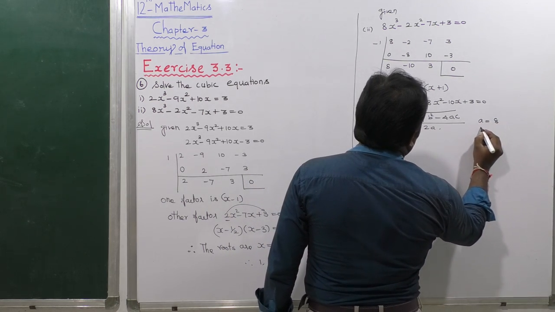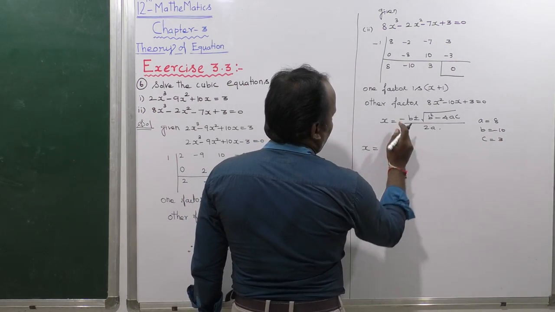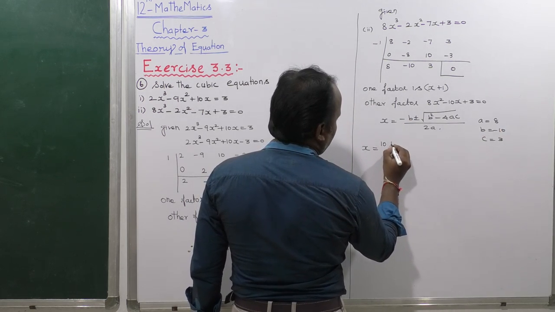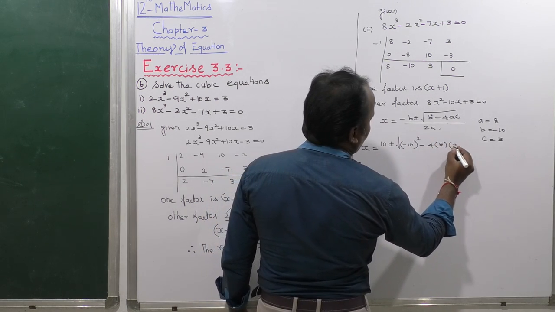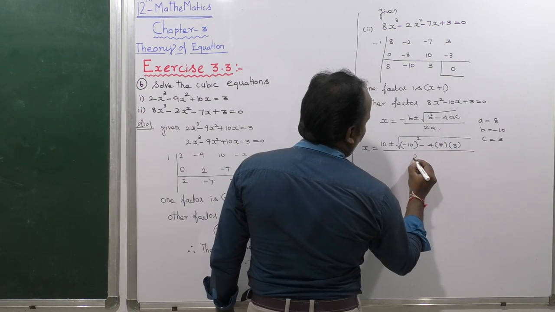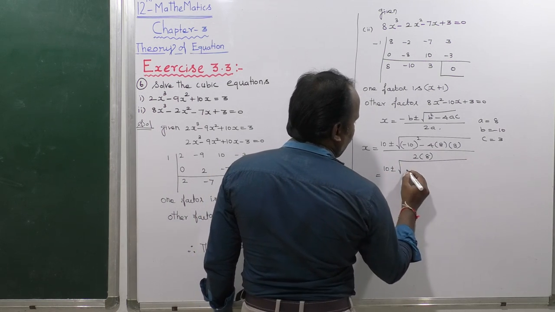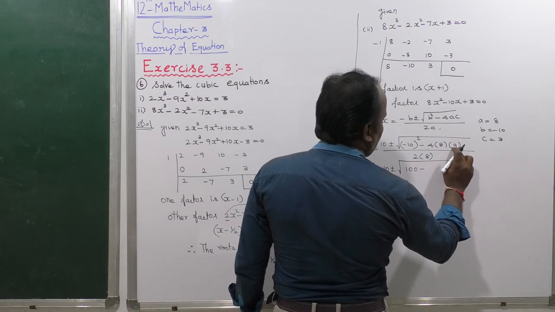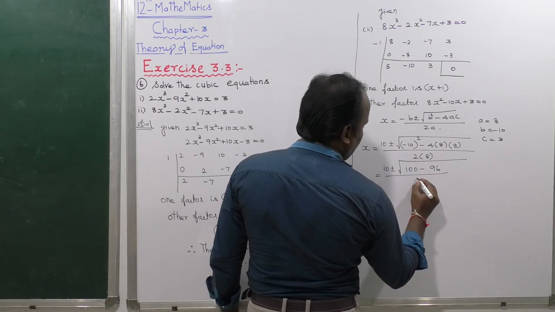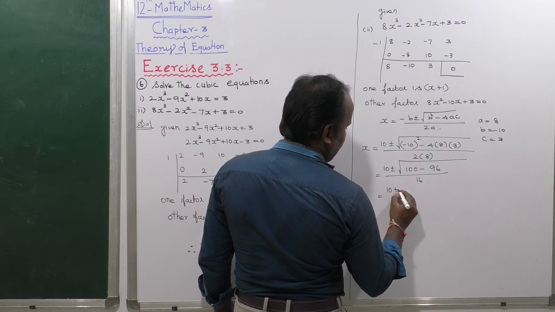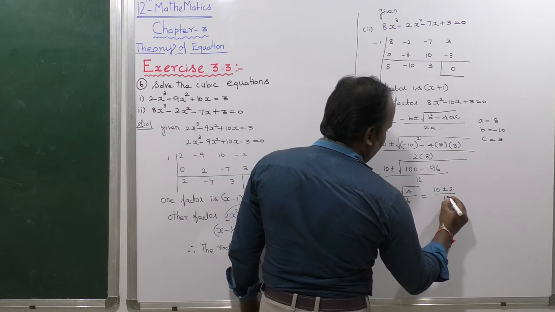Next, a is equal to 8, b is equal to minus 10, c is equal to 3. x is equal to minus of into minus 10, so this one plus 10, plus or minus root of minus 10 whole square minus 4 into 8 into 3, whole divided by 2 into a, which is 8. That is 10 plus or minus root of 100 minus 12 into 8, which is 96. So 100 minus 96 is 4, divided by 16, so that is equal to 10 plus or minus 2 divided by 16.